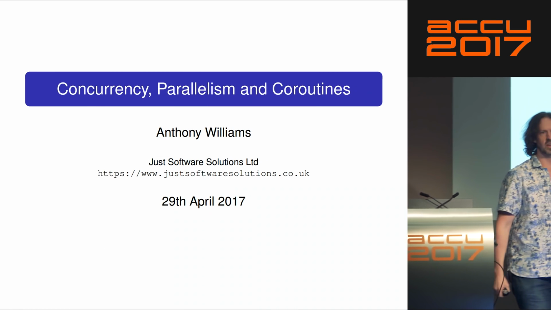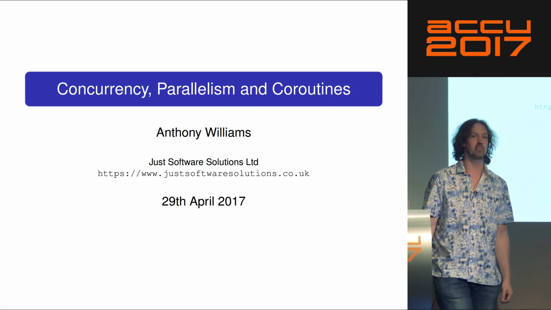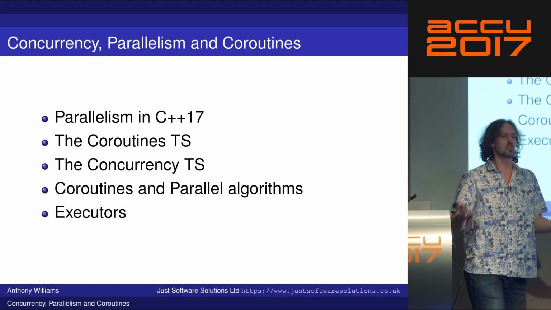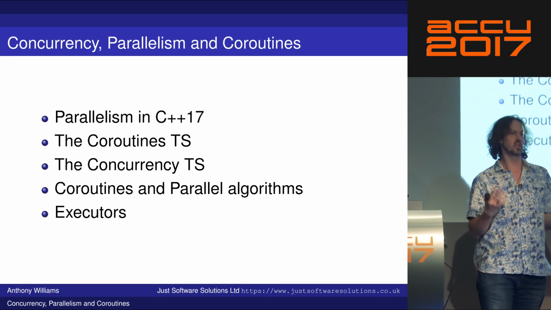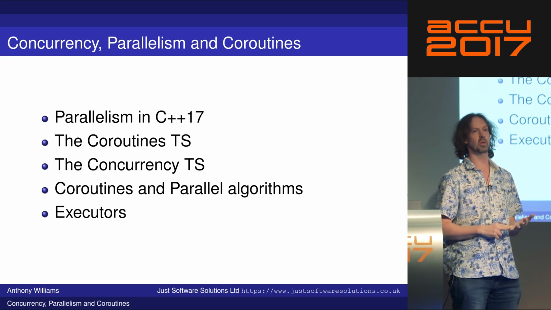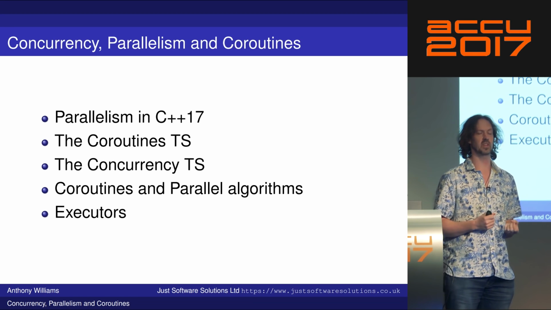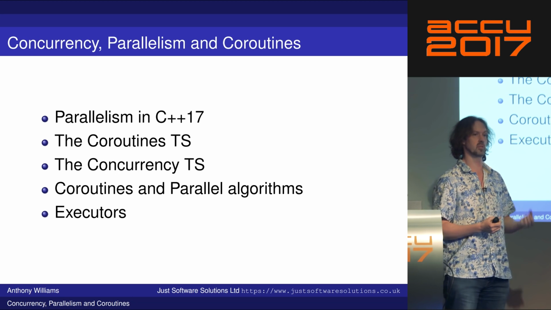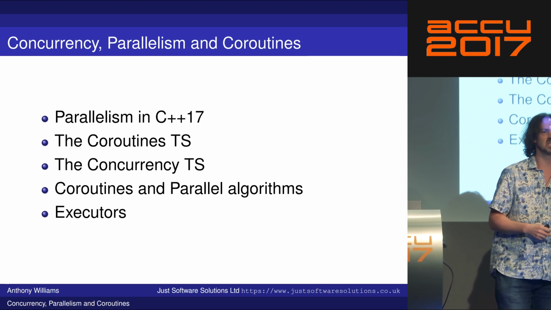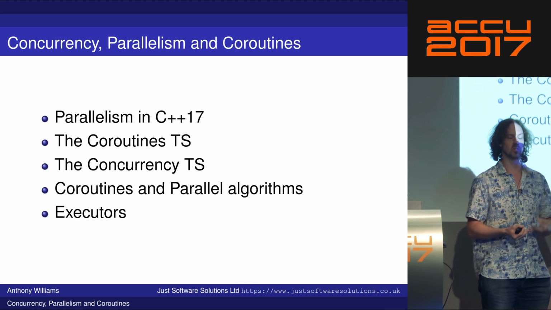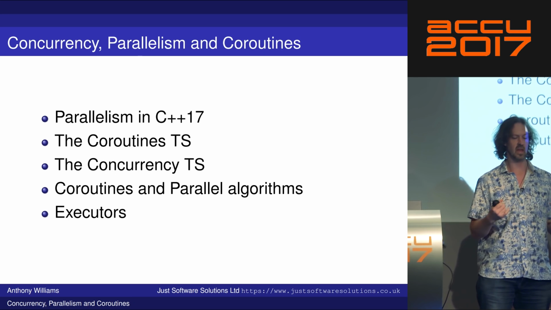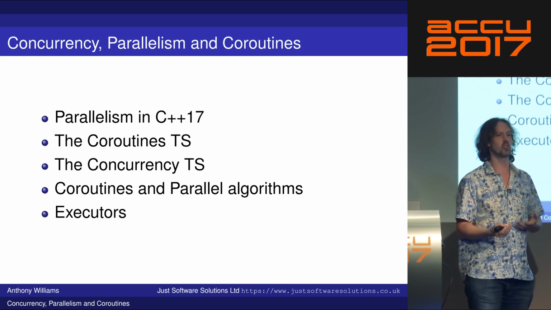I'm going to talk to you today about concurrency, parallelism, and coroutines. And in this case, it's about C++. We can look at the new extras in C++17. There's a whole bunch of parallelism stuff there, basically parallel algorithms. Then we've got two new TSs: the Coroutines TS and the Concurrency TS. I'm going to talk to you about what's in those. And then I'm going to talk a bit about how coroutines work with parallel algorithms.